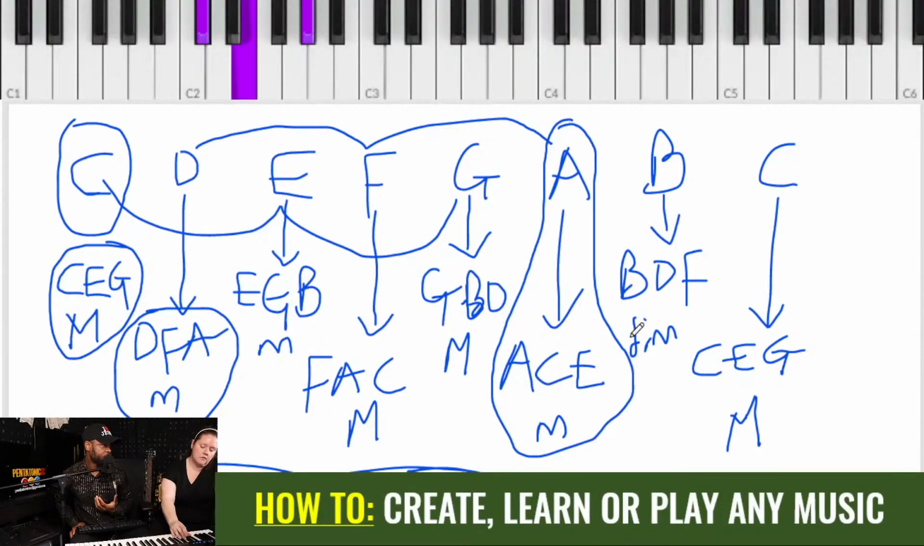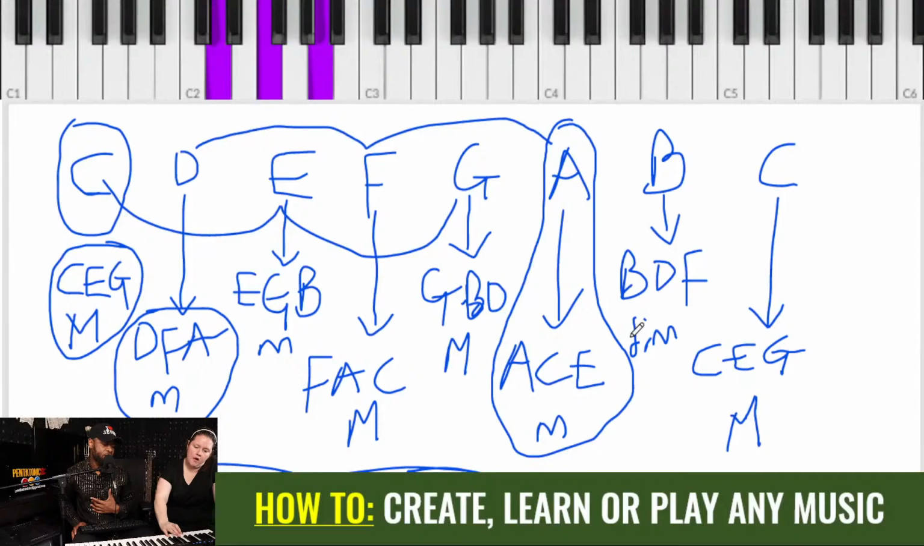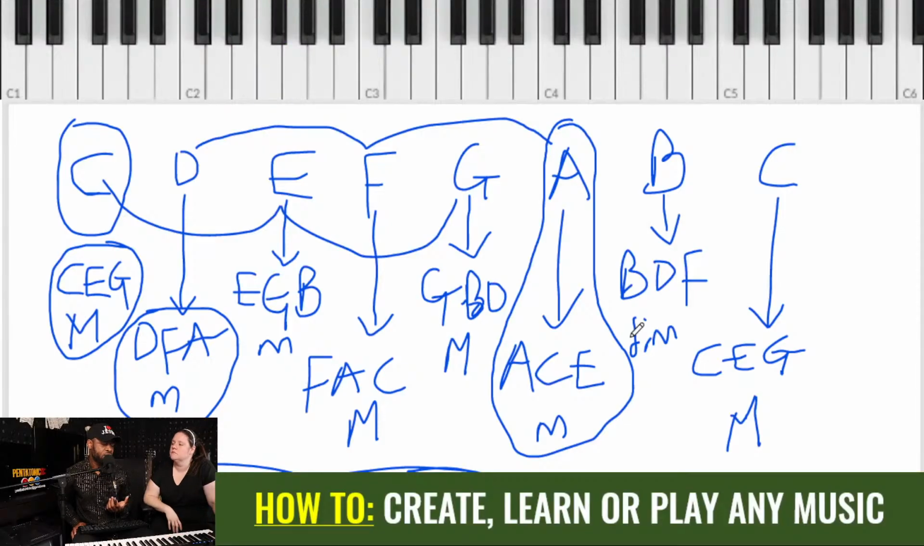Exactly. Very quick. So give me D major. Make it a minor. Exactly. Give me A flat major.